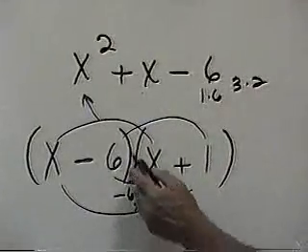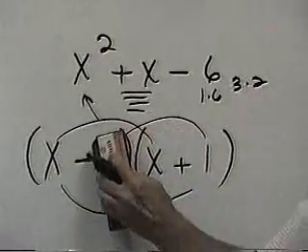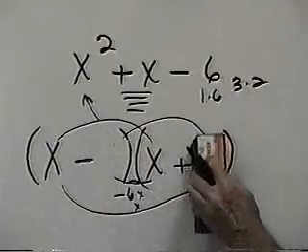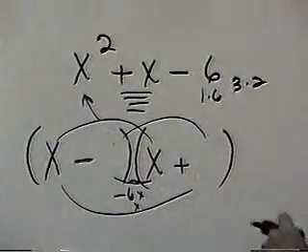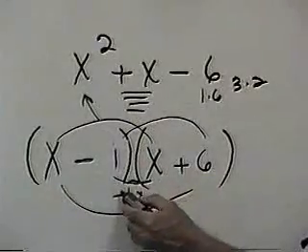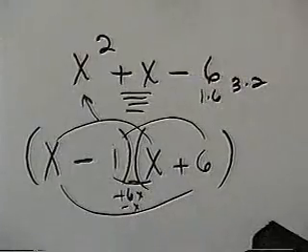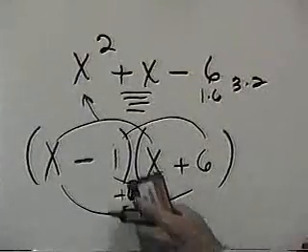This inside outside does not add up to that. Therefore, we must try something else. That's why this is called trial and error. So I'll put the 6 over here and the 1 here. That gives me a plus 6 and a minus. That still doesn't add up. So the 6 and the 1 doesn't work.